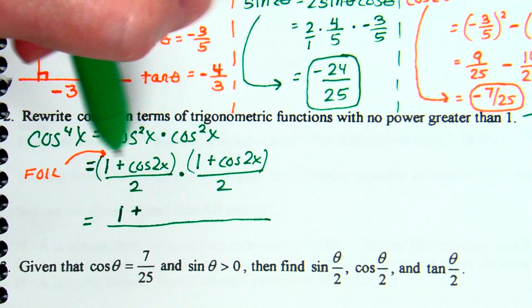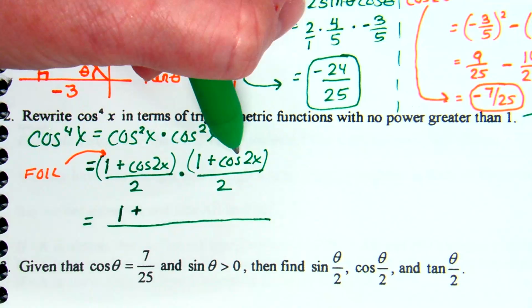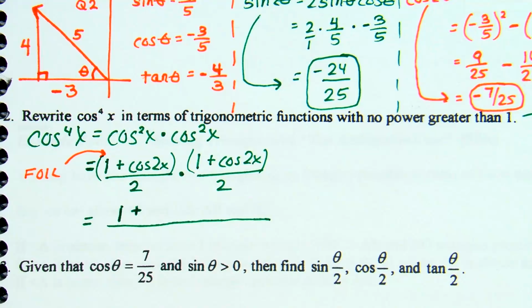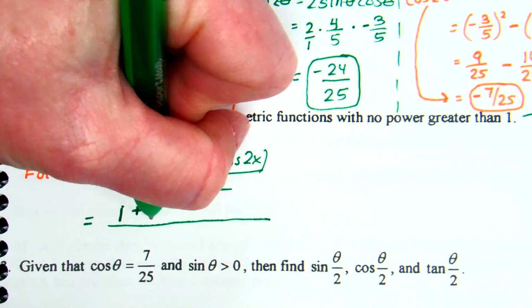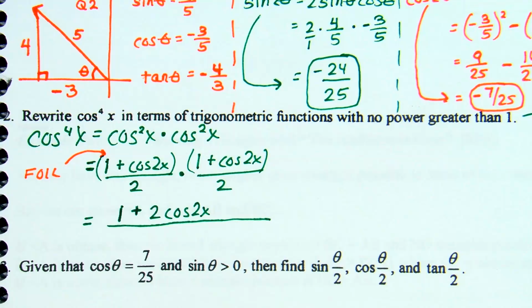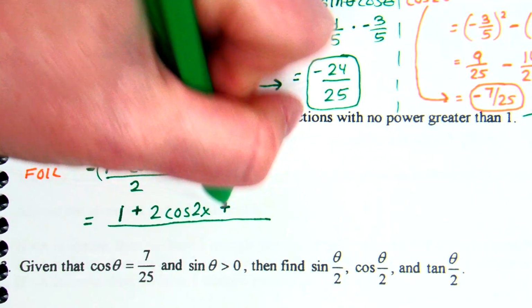Okay, outsides. 1 times cosine 2x is 1 cosine 2x or cosine 2x. Now, can you do the insides with me at the same time? The inside is cosine 2x times 1, which is another cosine 2x. So what's 1 cosine 2x plus 1 cosine 2x? 2 cosine 2x. And now last, cosine 2x times cosine 2x.